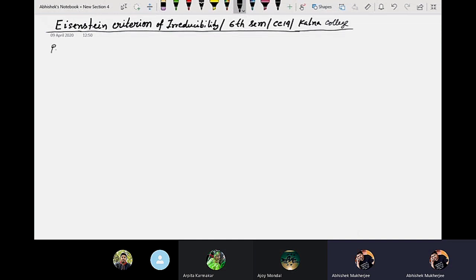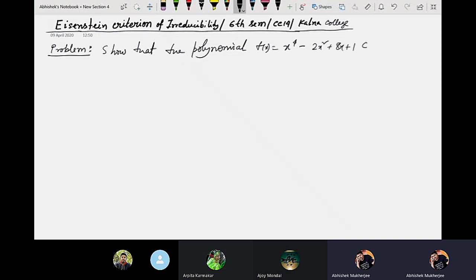আচ্ছা, আগের দিনের so start with that problem, that is, show that the polynomial f(x) equals x to the power 4 minus 2x square plus 8x plus 1, belongs to Q[x], is irreducible over Q. So how could we do this?